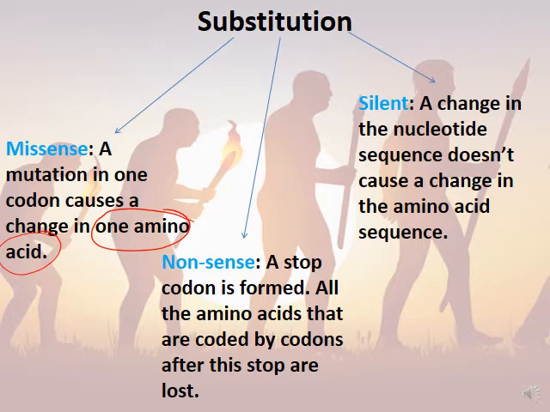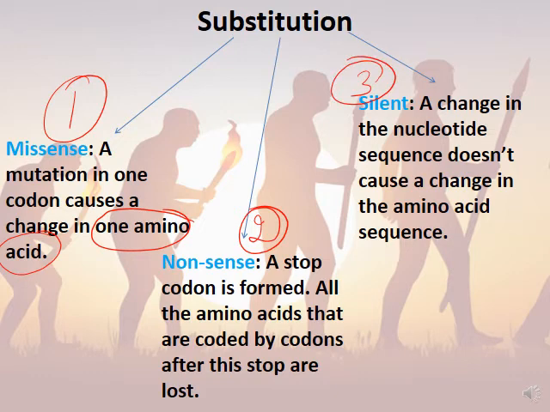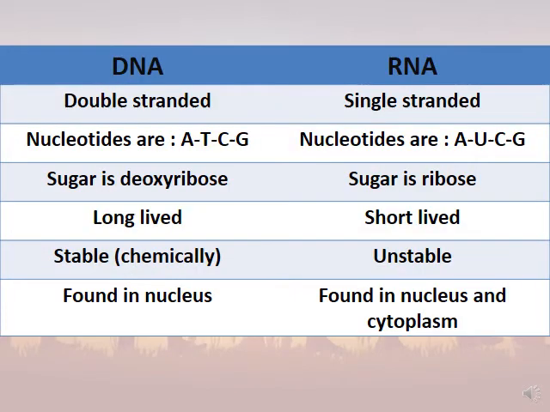So here are the three types of point mutation by substitution: either missense, where it leads to a change in the amino acid; nonsense; or silent, where there is no change. So nonsense, no way to continue. Always keep it in your mind. Nonsense, no way to continue. So we need the stop codon. So this is the nonsense mutation. And the missense will change the sense, so it will change the amino acid sequence.